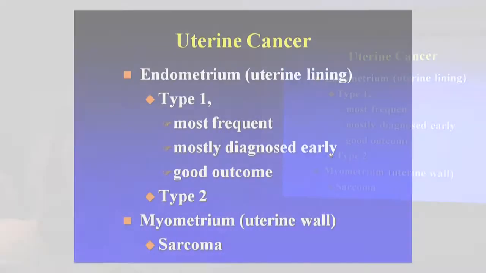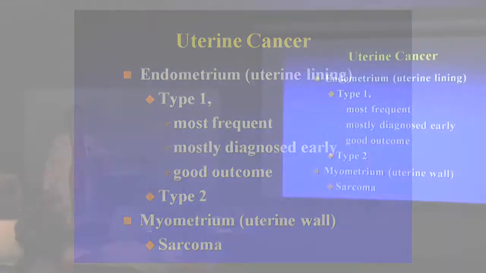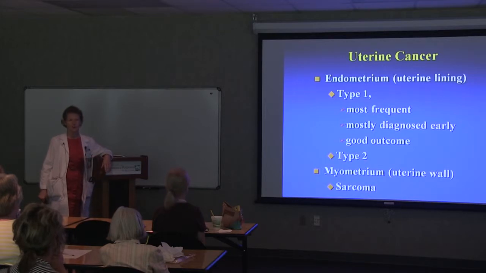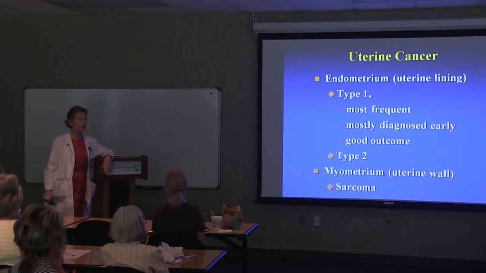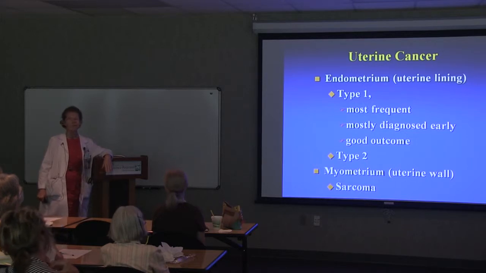Endometrial cancer, about 40,000 women a year get it. The most frequent type, and the one we're going to be focusing on, is the type 1 endometrial cancer. That is the hormone-related uterine cancer. It comes from the lining of the tissue inside. It is usually diagnosed at an early stage, and it usually can be treated quite well with surgery. Sometimes we also give radiation and rarely chemotherapy.